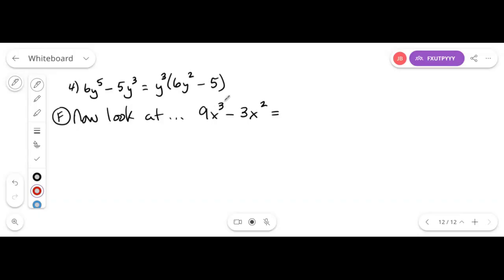Nine x cubed. This box has in it 3 times 3 to make up the 9. And the x cubed is x times x times x. This box has a 3 because it's got to be the same, but I need a negative, so that means I'm multiplying by -1, and then I have 2 x's being multiplied together.